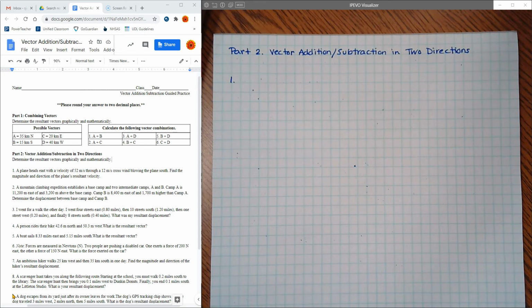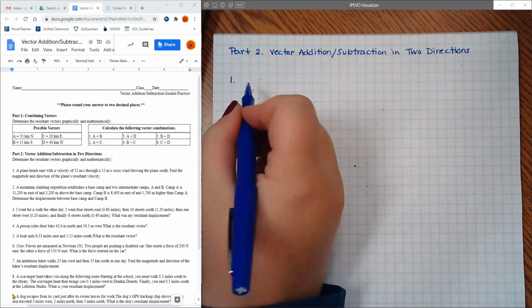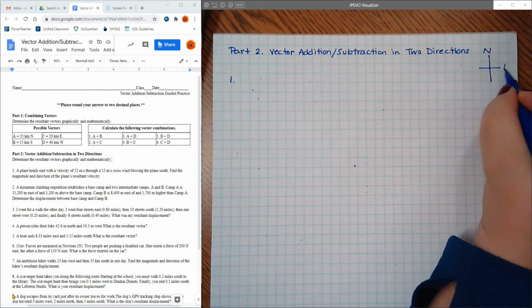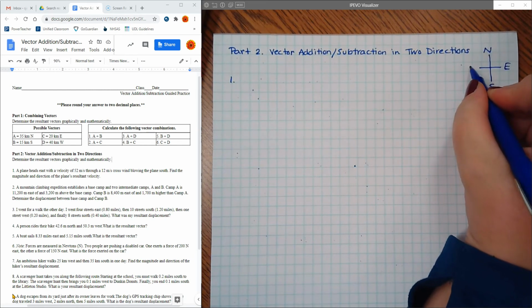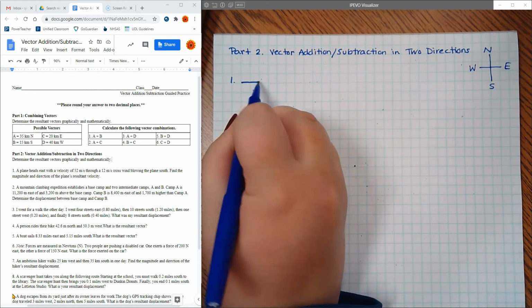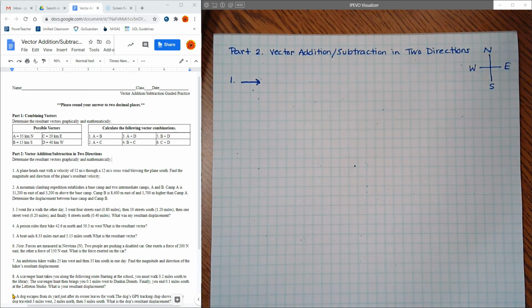the rest. So for number 1, we have a plane heads east with a velocity of 52 meters per second through a 12 meter per second crosswind blowing the plane south. Find the magnitude and direction of the plane's resultant velocity. So again, I'm going to draw that compass rose. And so we have the plane heading east. So there's my vector pointing east.